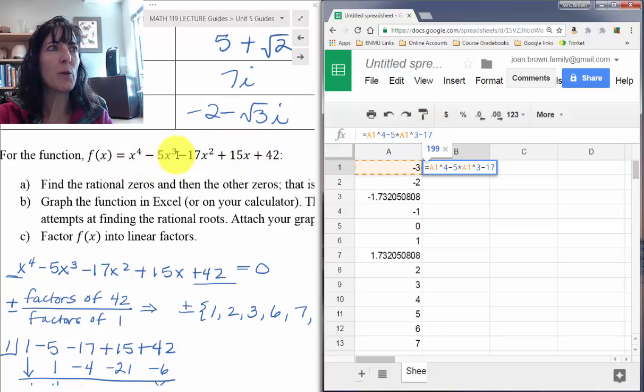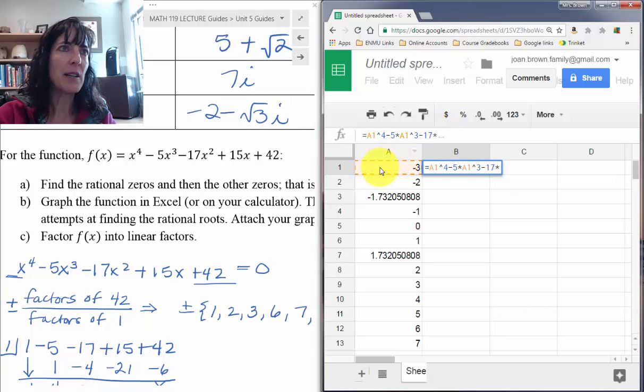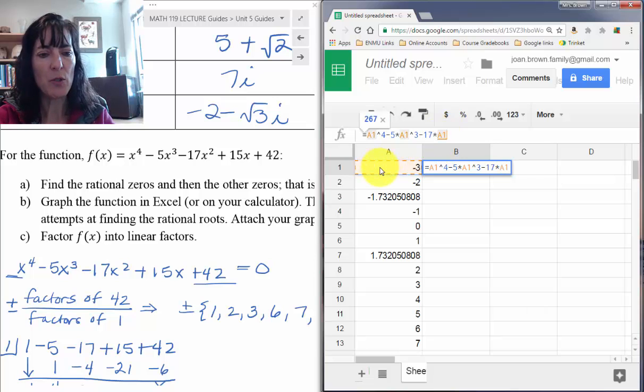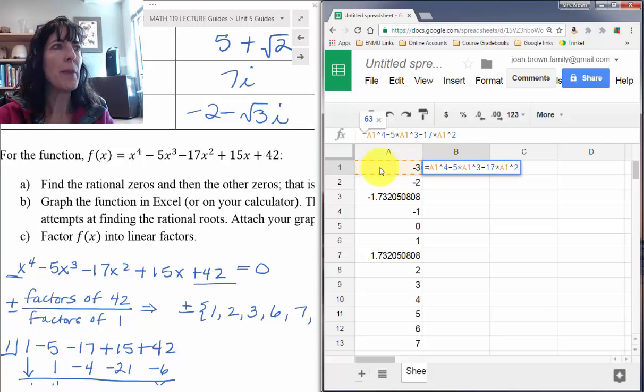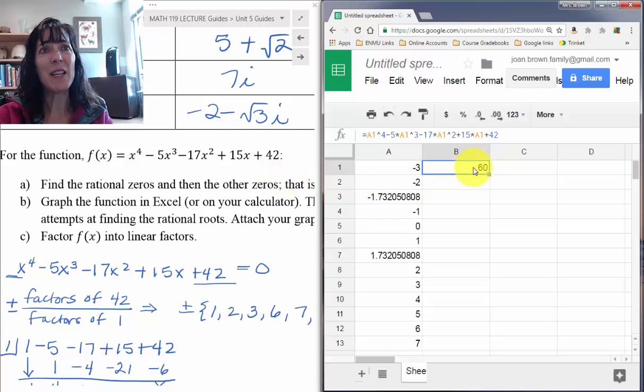Okay, so that's how my function should look. So far x to the 4th minus 5x cubed, and I have minus 17. Now I have to put in the times, and then click on my x again, and this time it has to go to the 2nd power, and then plus 15x is my next term, so plus 15 times, click on my x, and then the last part is plus 42, so plus 42, and then I'll push enter. So I get 60 as the value.